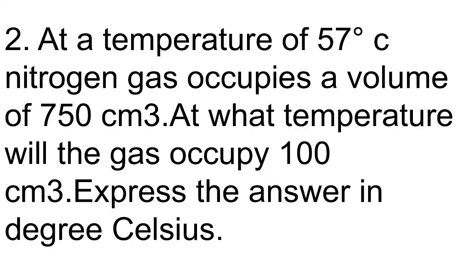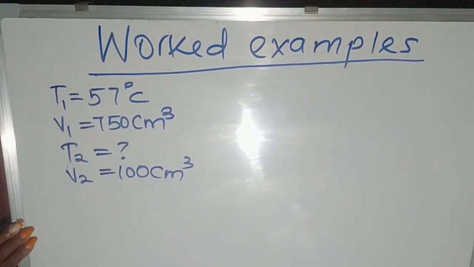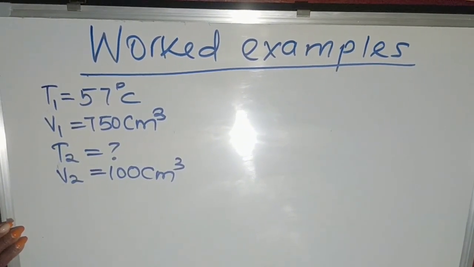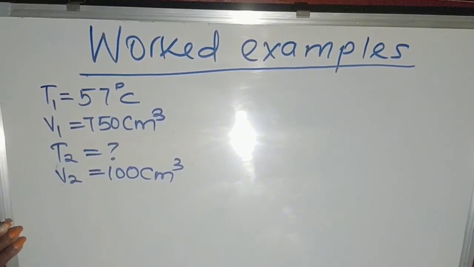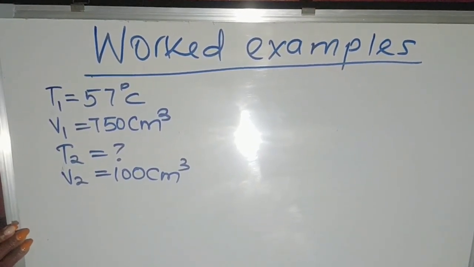Question number 2. At a temperature of 57 degrees Celsius, nitrogen gas occupies a volume of 750 centimeters cubed. At what temperature will the gas occupy 100 centimeters cubed? Express the answer in degrees Celsius. Now in this question, the initial conditions are a temperature of 57 degrees Celsius and a volume of 750 centimeters cubed. And the question is, what will be the temperature when the volume is changed to 100 centimeters cubed?